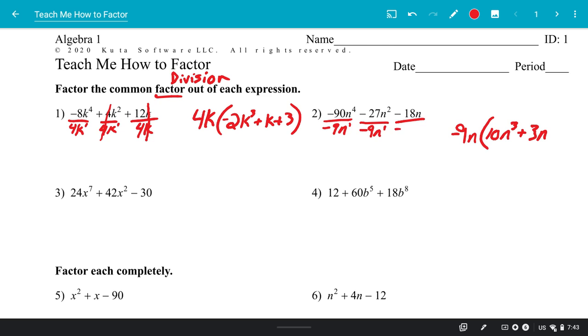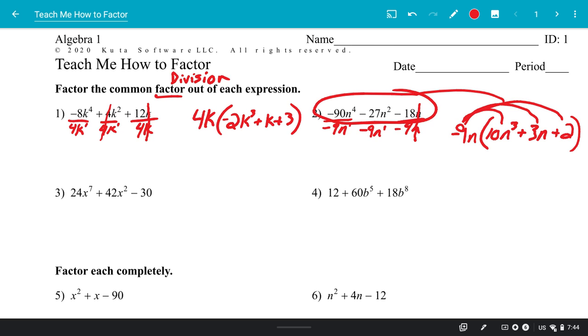In the final term, divided by a -9n, it's n over n, so those cancel. And then 18 divided by 9, or -18 divided by -9, is a positive 2. And right here is where we factored out a -9n. Now, you can FOIL or distribute to check your work. You can take this and multiply it back times all three of those, and you'll see that you end up with your original value there.